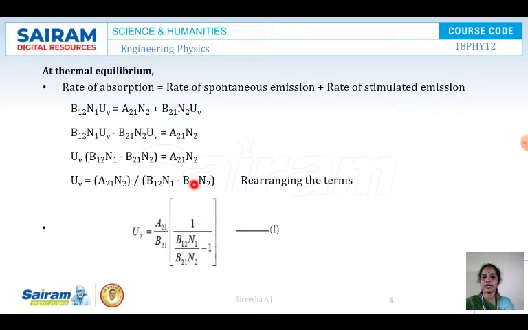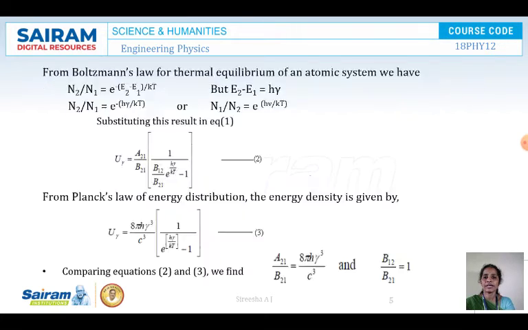If you bring B21 common here, you will be getting 1 divided by (B12 N1 by B21 N2 minus 1). This is equation 1. Again, from Boltzmann's law at thermal equilibrium, N2 by N1 is equal to e to the power of minus (E2 minus E1) by KT. E2 minus E1 is nothing but h nu. That is, N2 by N1 is equal to e to the power of minus h nu by KT, or rearranging, N1 by N2 is e to the power of h nu by KT.